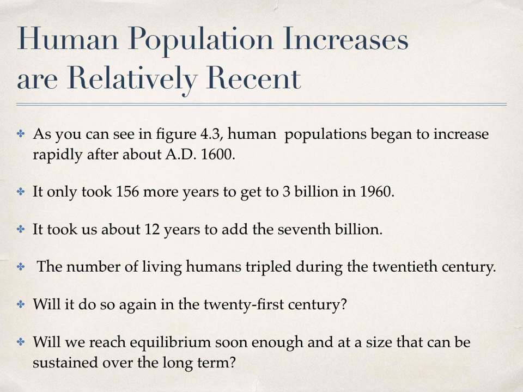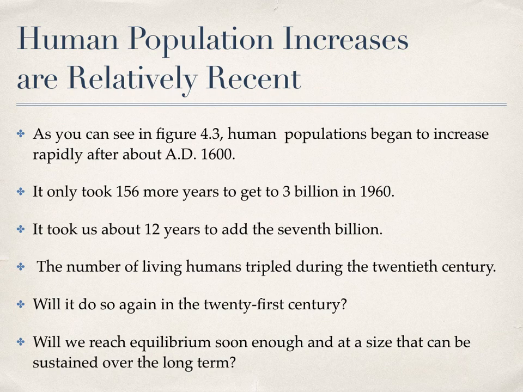We are now in an exponential or J-curve pattern of growth, described in Chapter 3. It took all of human history to reach 1 billion people in 1800, but only 156 more years to get to 3 billion in 1960. It took us about 12 years to add the 7th billion. Another way to look at population growth is that the number of living humans tripled during the 20th century. Will it do so again in the 21st century?